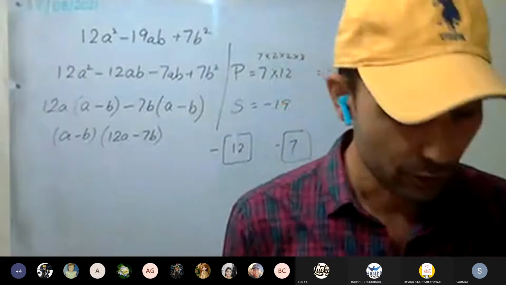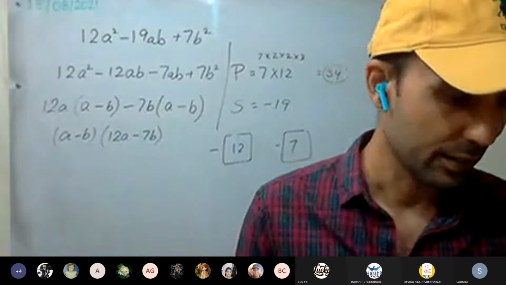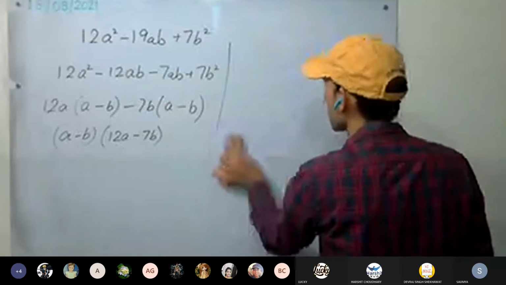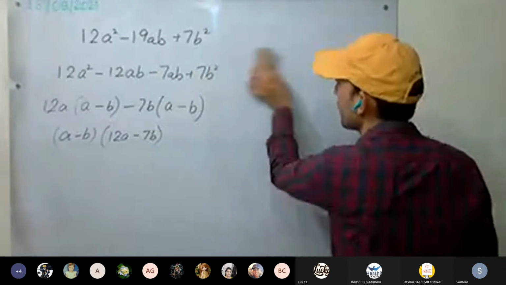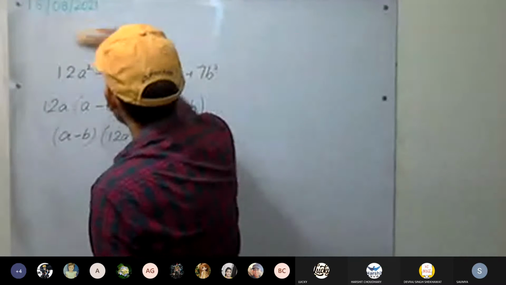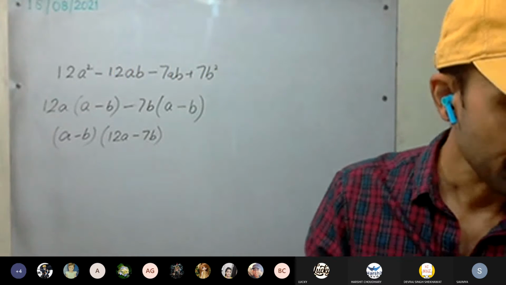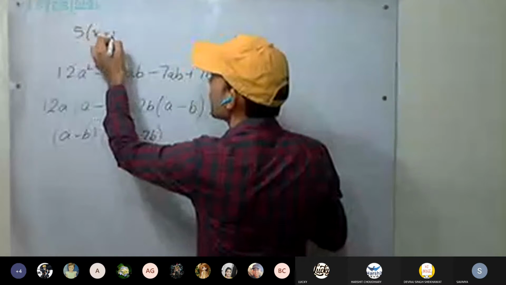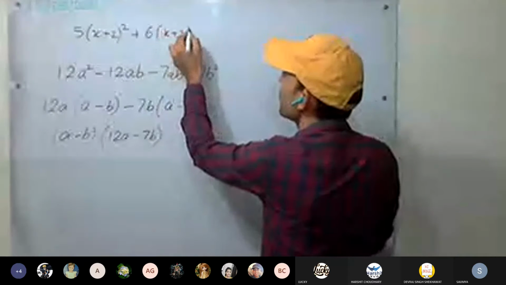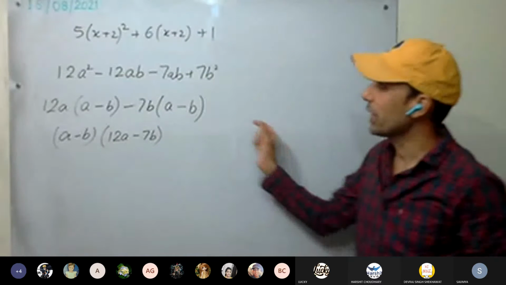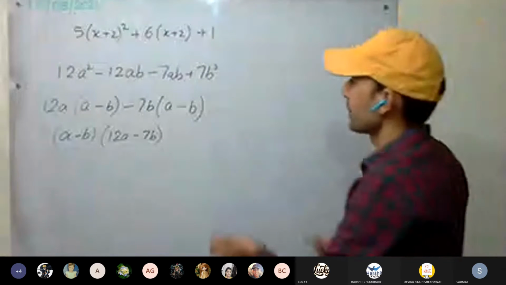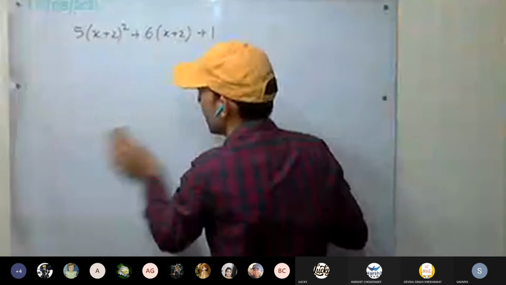Try the next one. Just see the question and tell me what we can do with that. How can we solve that one? You don't have to solve, just see it. So we are having the question: 5x plus 2 the whole square plus 6x plus 2, plus 1. Last time we had 5x square plus 6x plus 1. Now what are we going to do? Substitution. We are going to do substitution. Can you see the trinomial?